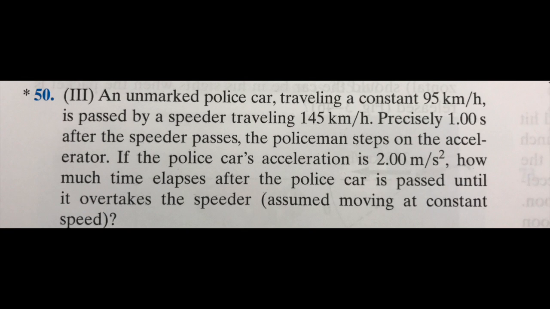An unmarked police car traveling a constant 95 km per hour is passed by a speeder traveling 145 km per hour. Precisely 1 second after the speeder passes, the policeman steps on the accelerator. If the police car's acceleration is 2 meters per second squared, how much time elapses after the police car is passed until it overtakes the speeder?